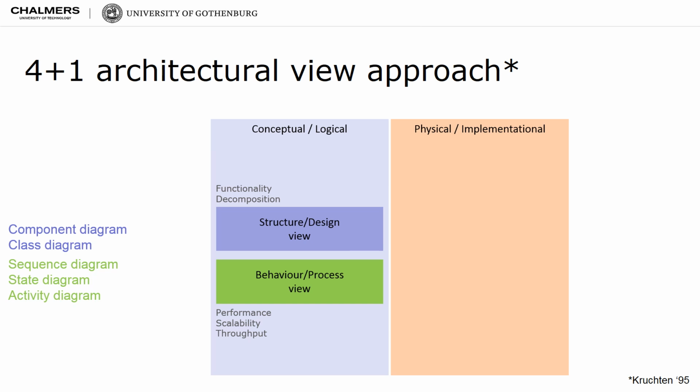And a third aspect of behavior, for example one that is common in information systems, are business processes. This type of behavior is normally described using activity diagrams. Also, the behavior view can be used to describe concurrency aspects. And together, the models in the behavior view support the analysis of performance and scalability.